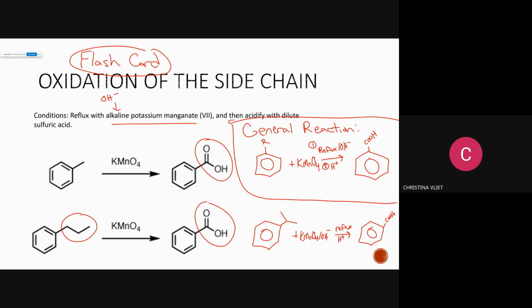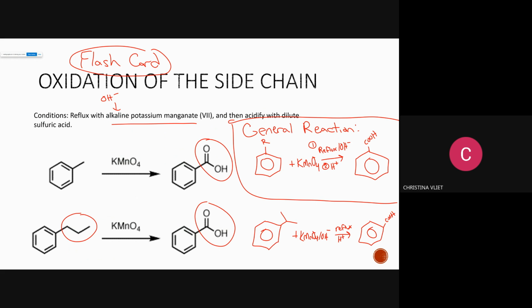KMnO4, OH minus, that's a carbon chain. The whole carbon chain goes away. The only thing that stays is the initial carbon. Exactly. Everything else is gone. And then it replaces with COOH. As I said, it's a nifty reaction.